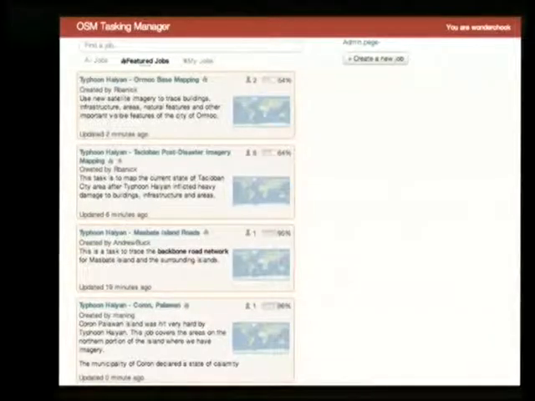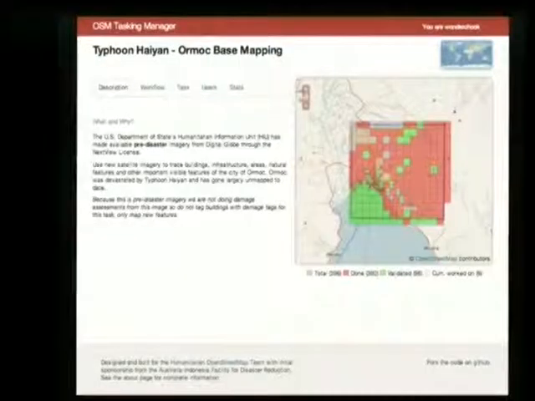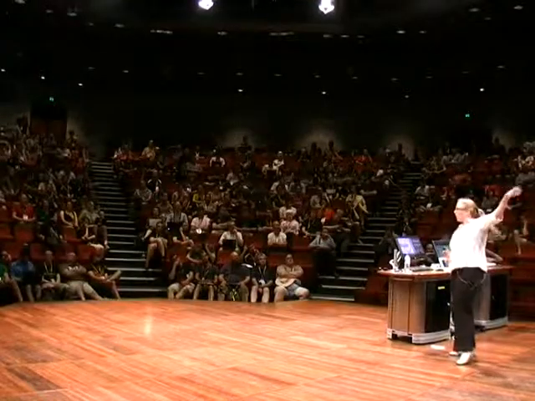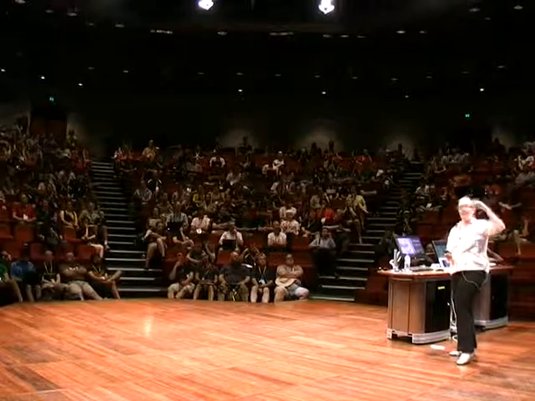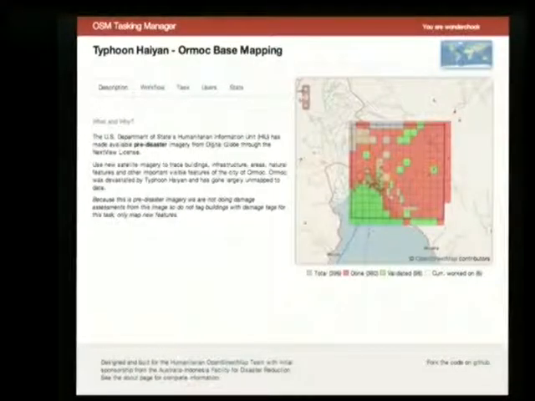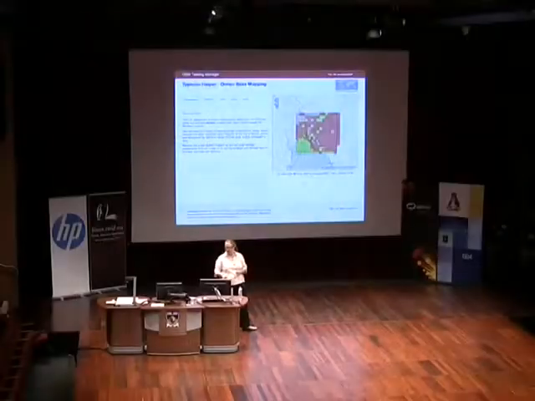And so here are some of the tasks related to the typhoon. So after you select a task, it goes to a screen like this. The map on the right shows what areas haven't been mapped at all, what has been done, and what has been validated. And then you have your instructions on the left. Why we're doing it, what the workflow is, and then some statistics and the users who are helping.